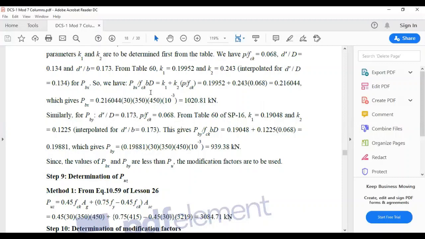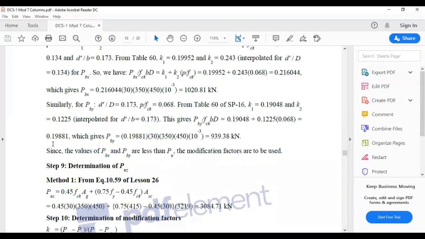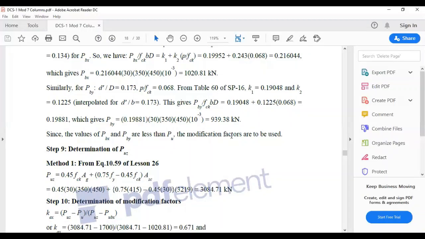Again, using the same methodology as used above. So the value K1 plus K2 into P upon FCK comes out to be 0.19881, and transposing these expressions on the RHS, we get the value of PBY as this value multiplied by FCK BD. So this comes out to be 939.38 kilonewton, because the values of PBX and PBY are less than PU.